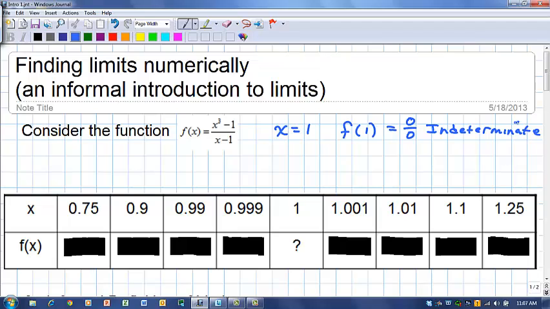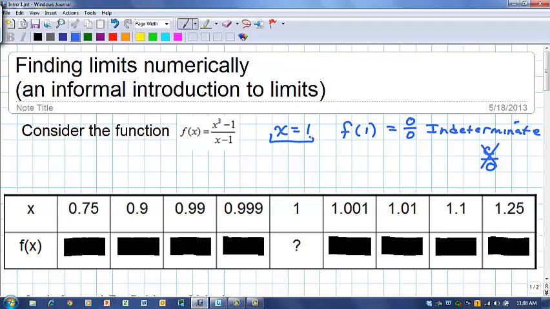Now, indeterminate means it cannot be determined, which is of course different from undefined. It would be undefined if I had any other non-zero constant divided by 0, but we don't have that in this case. So what we want to try to do is to determine the behavior of the function as we get close to the value x equals 1.